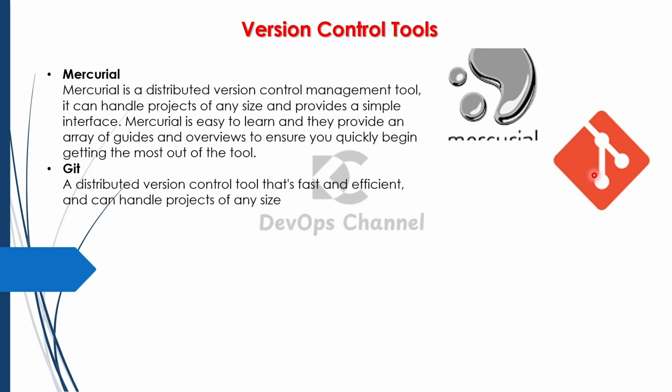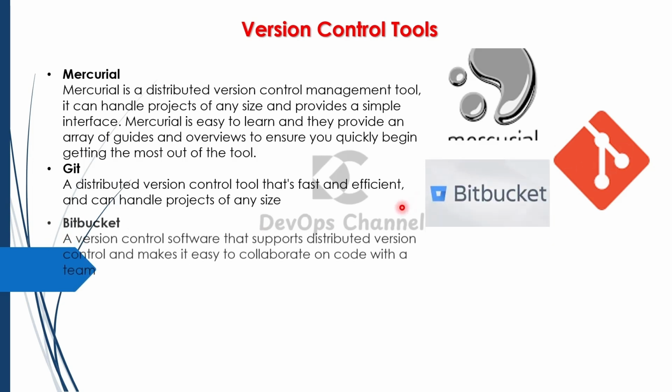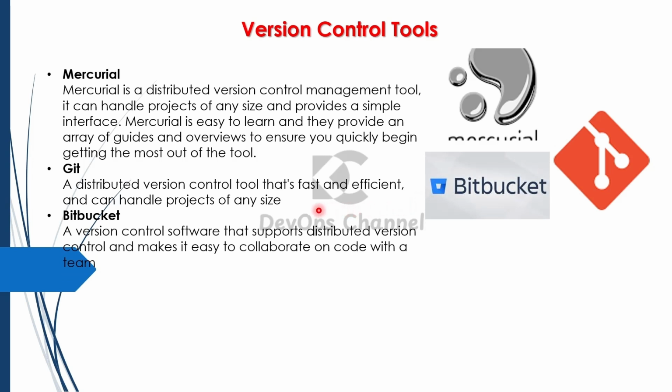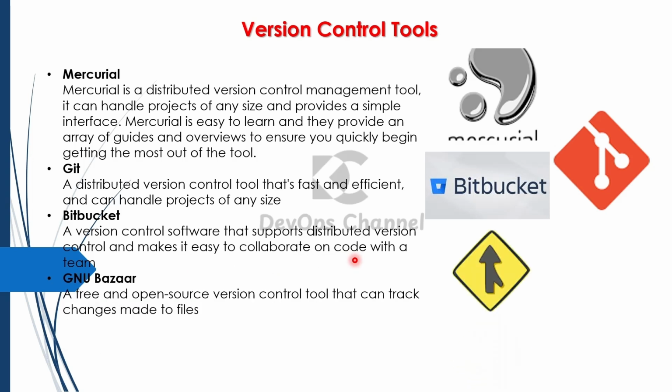Okay, and this is the icon for Git. You definitely might have heard of it. Next one is Bitbucket. So this is version control software that supports distributed version control and makes it easy to collaborate on code with a team. Okay. Next one is GNU Bazaar. So a free and open source version tool that can track changes made on files.